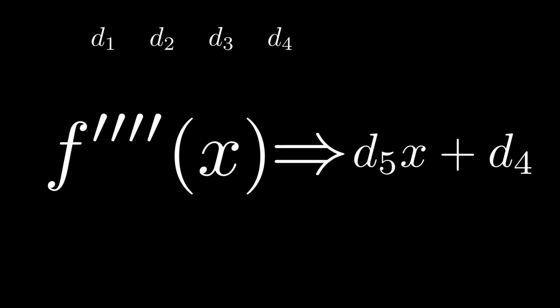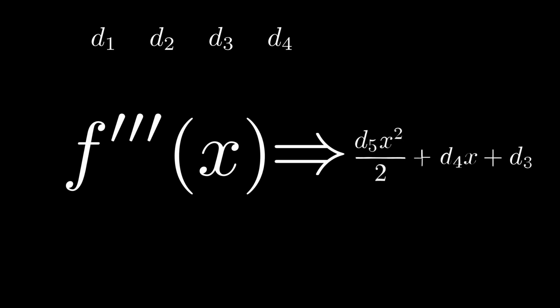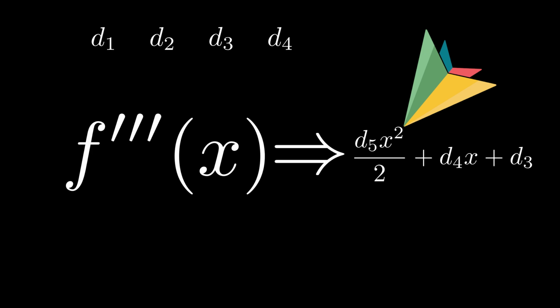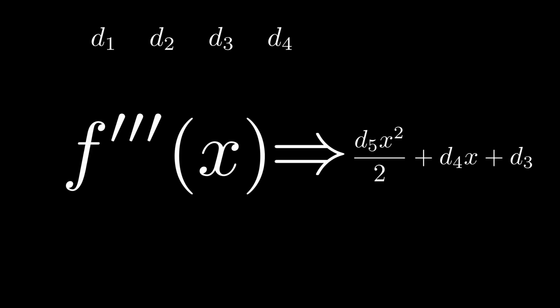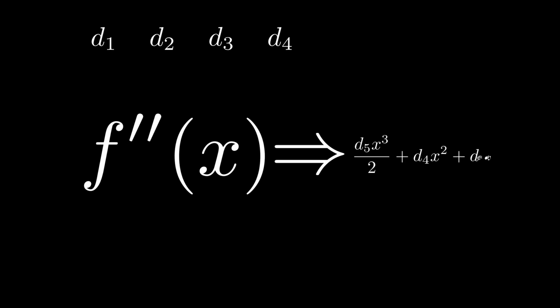And so then, with that in mind, we can carry on and integrate again to get the third derivative. Once again, rules of integration: d5 x squared divided by 2 plus d4 x plus d3. Each time we're basically multiplying each of these derivatives by x, and we divide each of them by the power of our x. And as simple as these rules may seem, that really is how you integrate. So for example, for the second derivative, we take our previous derivative, multiply each of them by x, and divide each of them by the power of x.